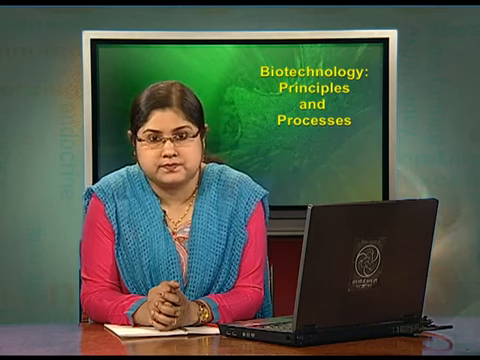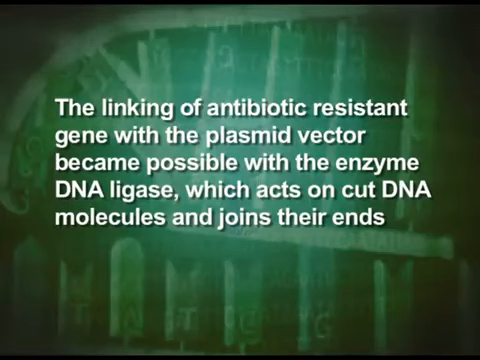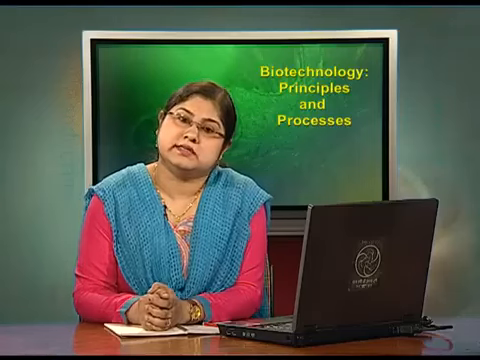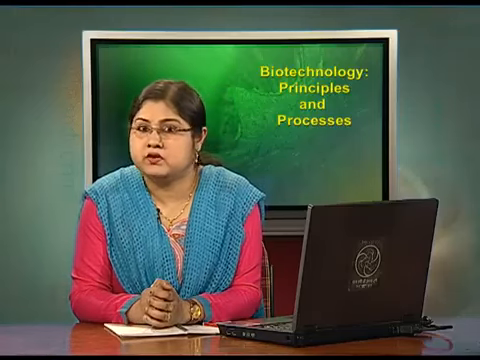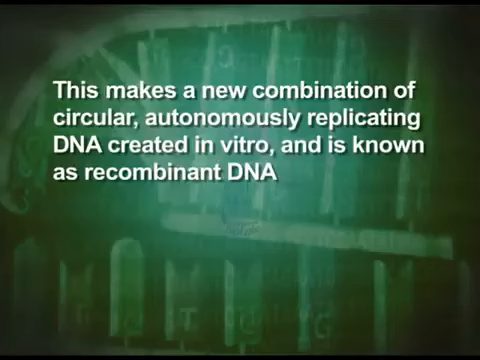The linking of the antibiotic resistant gene with the plasmid vector became possible with the enzyme DNA ligase, which acts on cut DNA molecules and joins their ends. This makes a new combination of circular autonomously replicating DNA created in vitro, and is known as recombinant DNA.